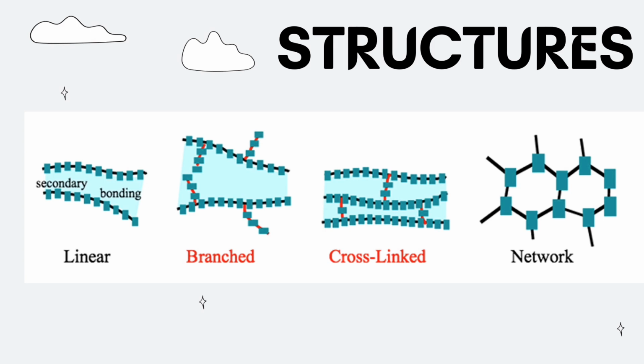Linear polymers possess a straightforward structure where monomer units are connected in a single continuous chain. Linear polymers also resemble spaghetti with long chains.